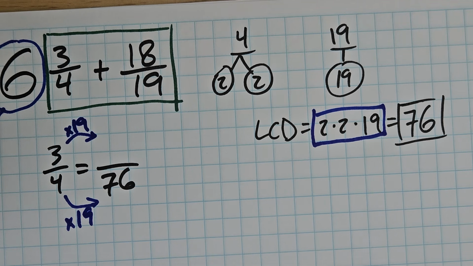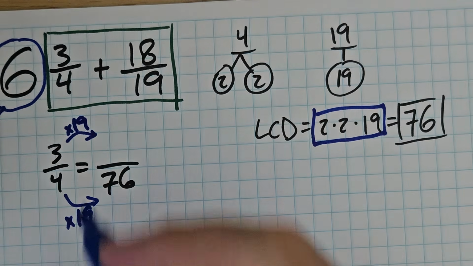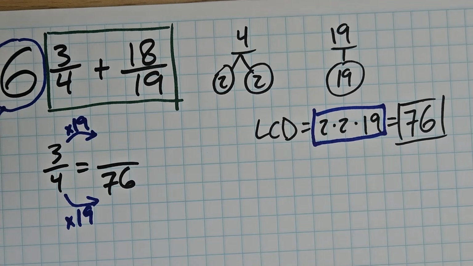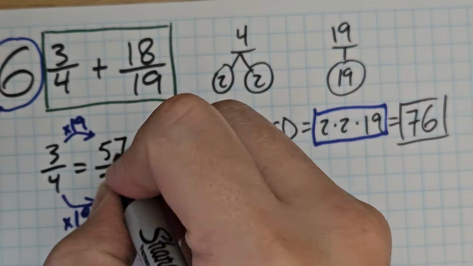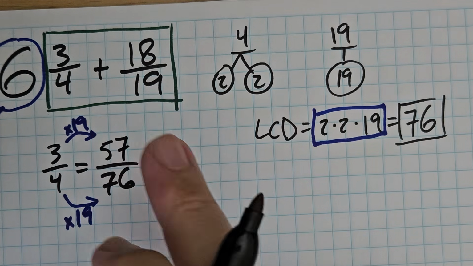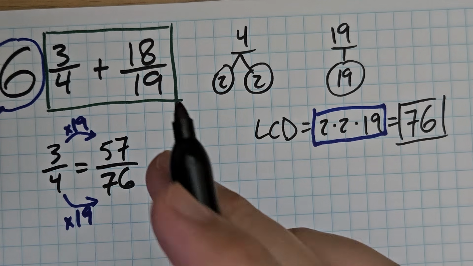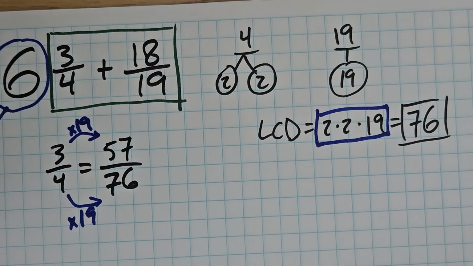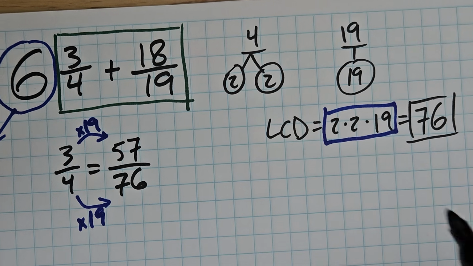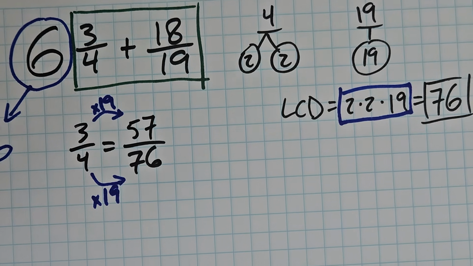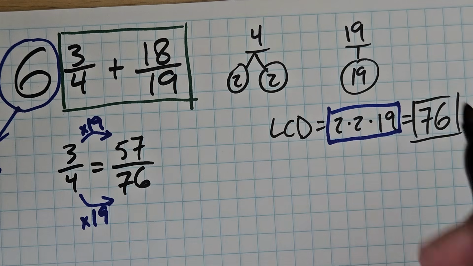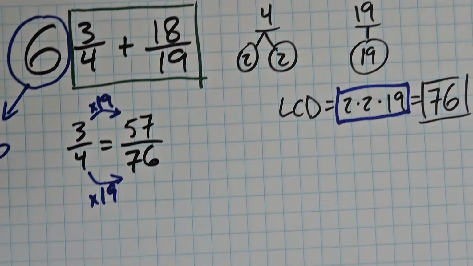So 3 times 19 is going to be what, 57? I guess I'll put that in black. Probably a good idea. And then I've got my 18/19. Well, that already, no, it doesn't. Oh, no, yeah, that's right. The LCD is 76, isn't it? So I do need to actually raise that. I was thinking for a moment there it already had the LCD, but it does not.